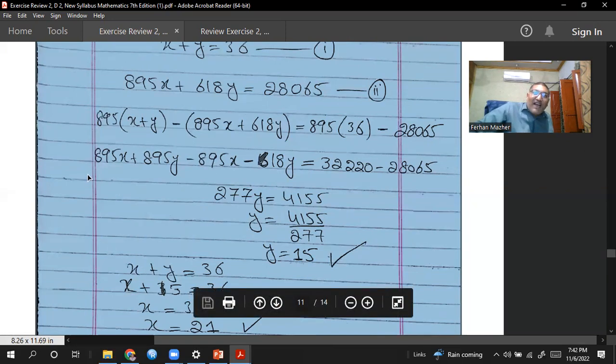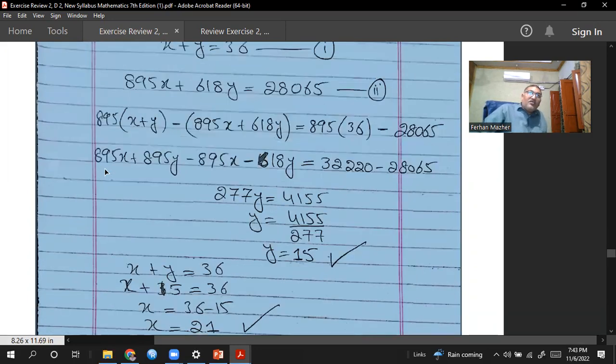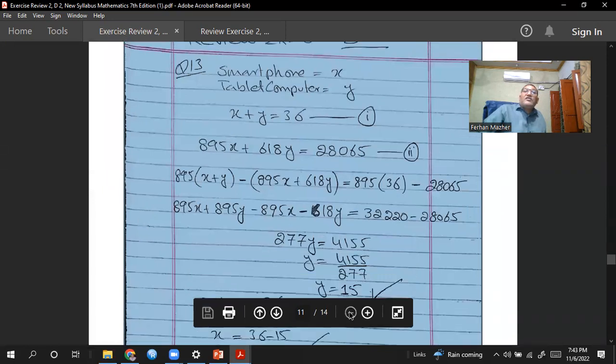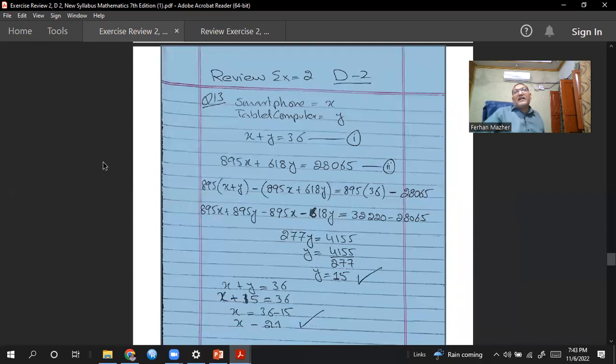Now I know the value of y. I will substitute that value into my first equation, which is x plus y equals 36. So x plus 15, in the place of y I substitute 15, equals 36. So x equals 36 minus 15, so x will be equal to 21. This is how you will do this question. Let me reduce the size a little bit, so you can see the whole question. So the number of smartphones they bought is 21, and the number of tablet computers they bought is 15.